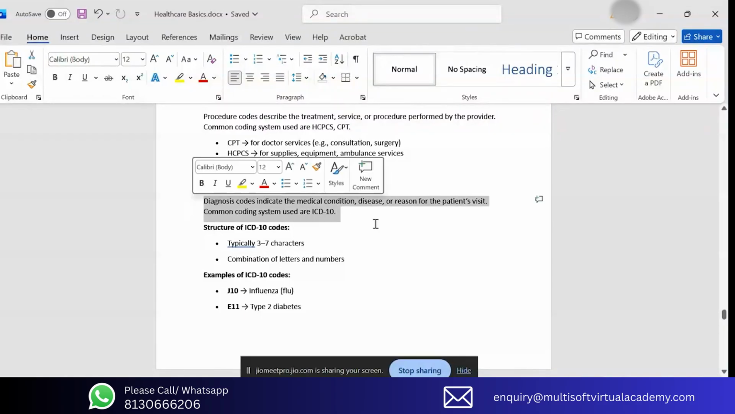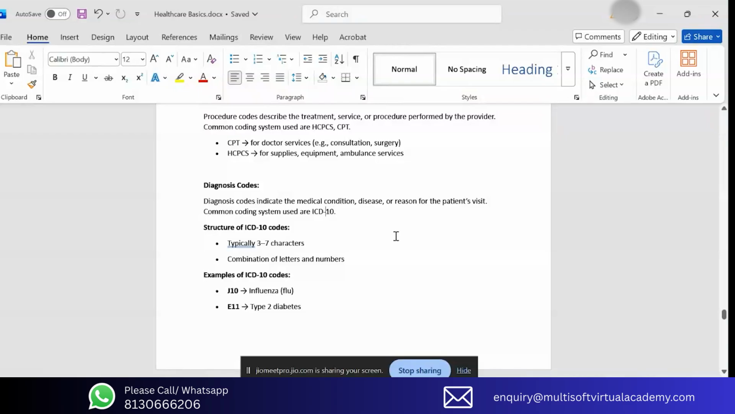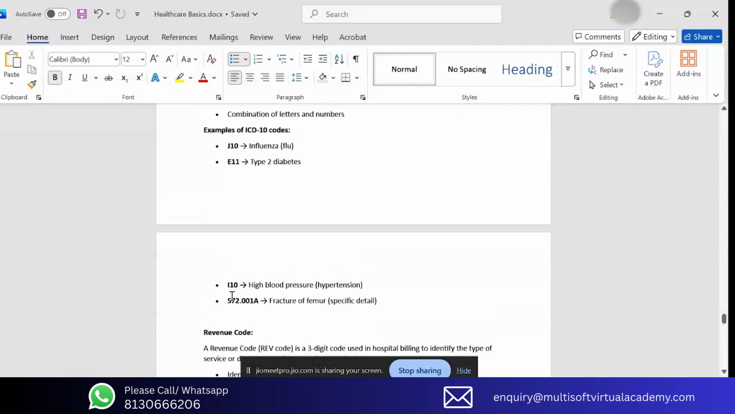Earlier it was ICD-9 codes, but in recent times we are using ICD-10 codes. ICD-10 codes are typically 3 to 7 characters, a combination of both letters and numerics. Here are a few diag codes for reference: J10 for influenza flu, E11 for type 2 diabetes, I10 for high blood pressure. The digits after the decimal point also refer to how deep the fracture is, say a fracture of the femur. How deep, where exactly, how much measurement, all those things are represented in these letters and numbers.